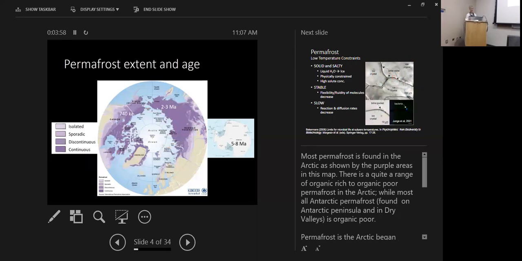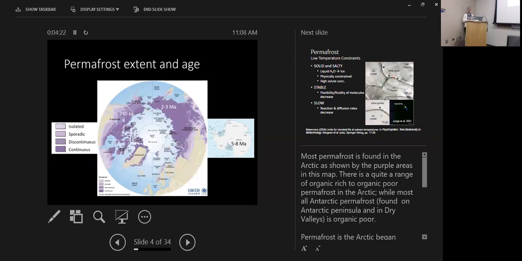So to give you a better idea of where we find permafrost, it is mostly found in the northern hemisphere. All the purple areas are showing you different extents of permafrost, the darkest purple being continuous permafrost that covers all of the area in those places. The lighter purple is showing you where you have patchy areas of permafrost and they're not all connected to each other.